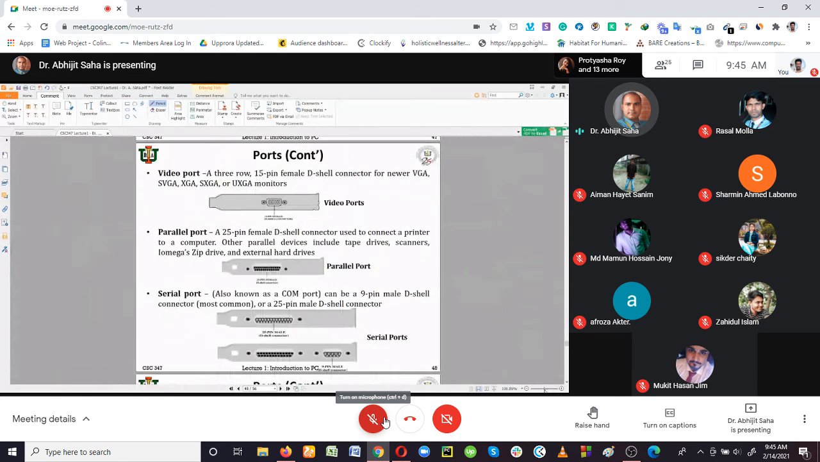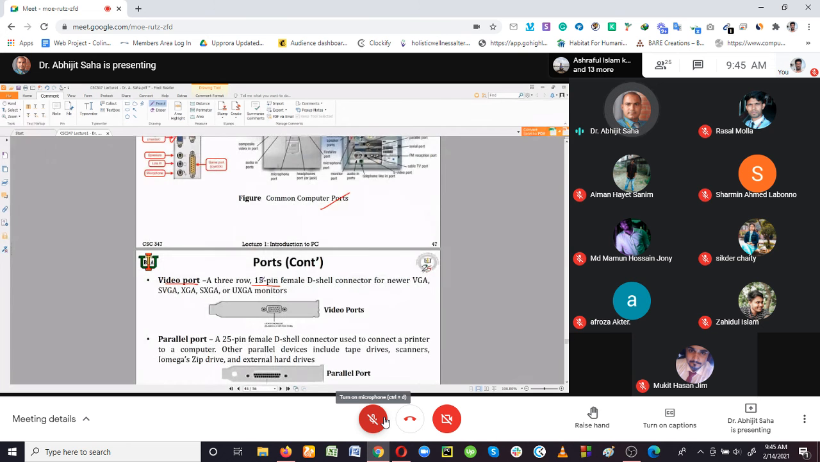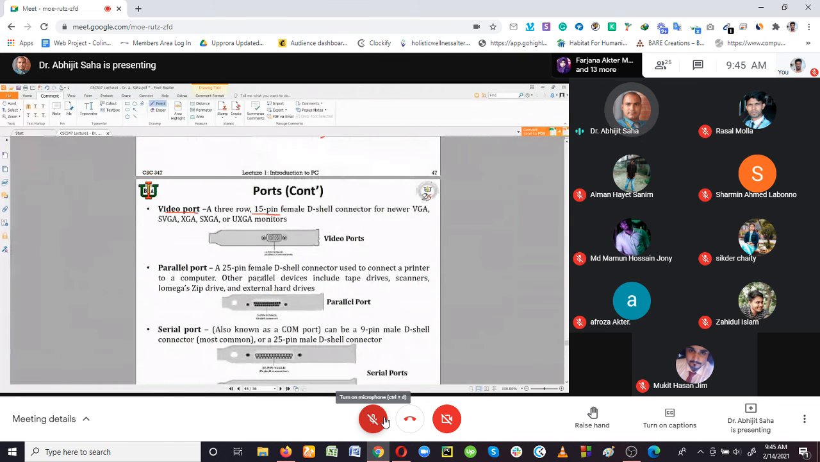Here I have tried to separate the ports, for several reasons: what the pin numbers are, how they look, and how you connect the cable to these ports. That's why I placed them separately. This is the video port. You can see the 15-pin female D-shell connector. This is the VGA port that we already studied in the motherboard lecture.